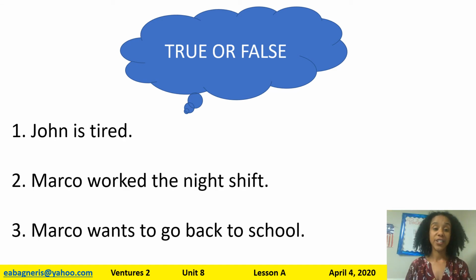Now let's go over the answers from conversation B. Number 1, John is tired. Was John tired? Yes, John is tired. So that is true. Number 2, Marco worked the night shift. Did Marco work the night shift? No, that's false. John worked the night shift. That's why John is tired.